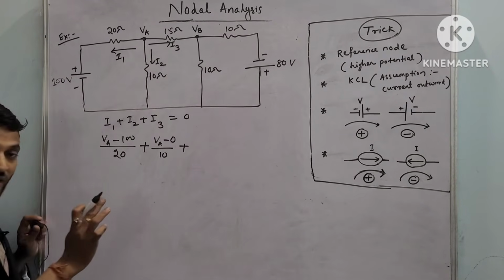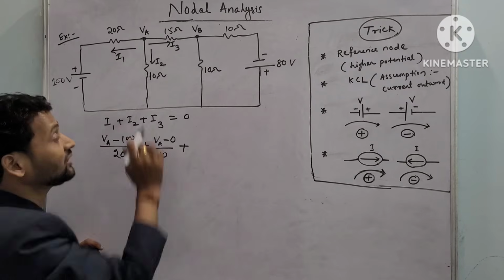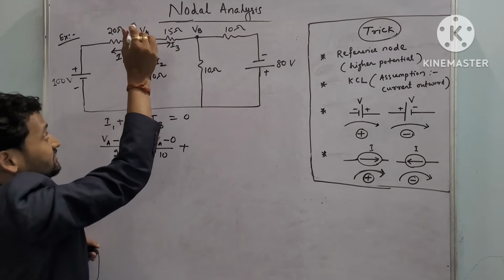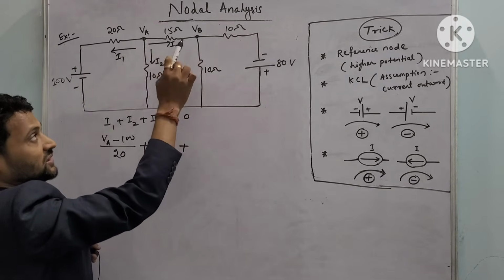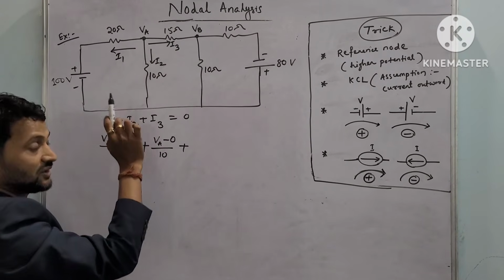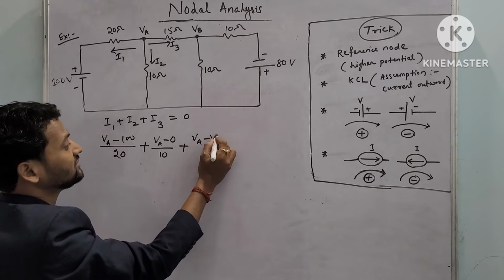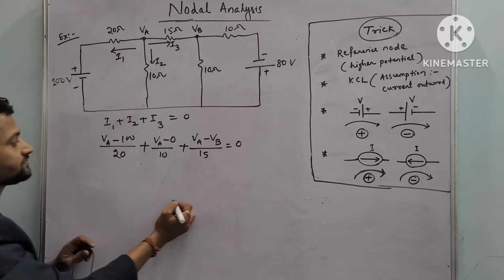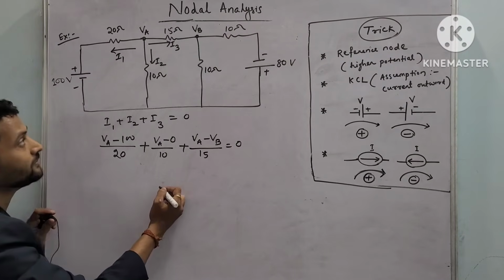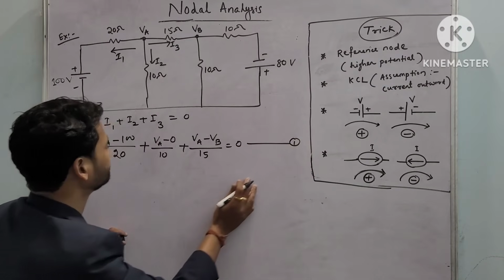VA minus VB. Why? Because we are considering this point as our reference point or reference node. That means the potential at the point is higher as compared to other potentials. It may be VB or it may be 100 volt, it may be anything. So it will be VA minus of VB upon 15 equal to 0. Okay. So ये हो गया आपका equation number 1.